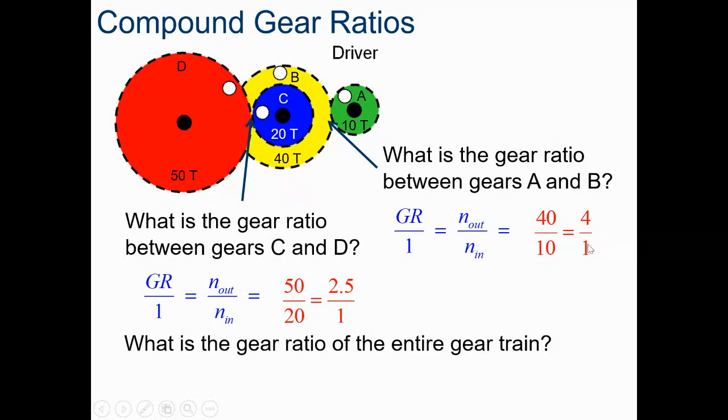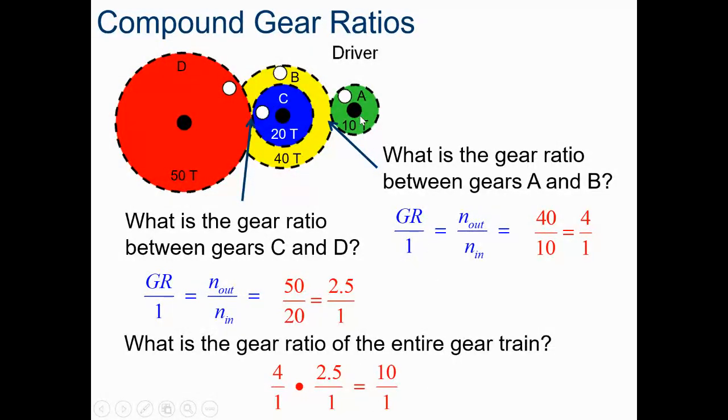They're not huge gear ratios. However, because they are connected, we can get the overall gear ratio. If I turn A, what is D going to do? That overall gear ratio is going to be the product of those. So we multiply this gear ratio times this gear ratio: 4 times 2.5 gives me an overall gear ratio of 10-to-1.